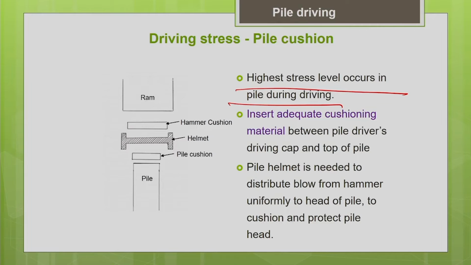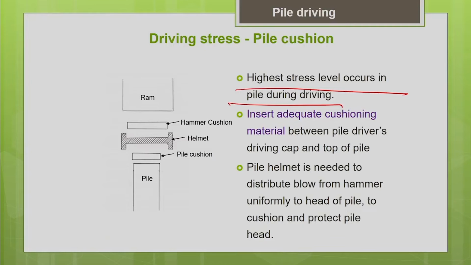So, how do we control the driving stress? The commonly adopted method is to introduce some cushioning material between the pile and the pile hammer. That is the basic thing we can do. Particularly for concrete piles, as you know, they are weak in tension and more brittle. They are likely to be shattered very easily when subjected to a very high impact. That is why we have to protect the concrete pile from the driving stress by using adequate cushioning material.